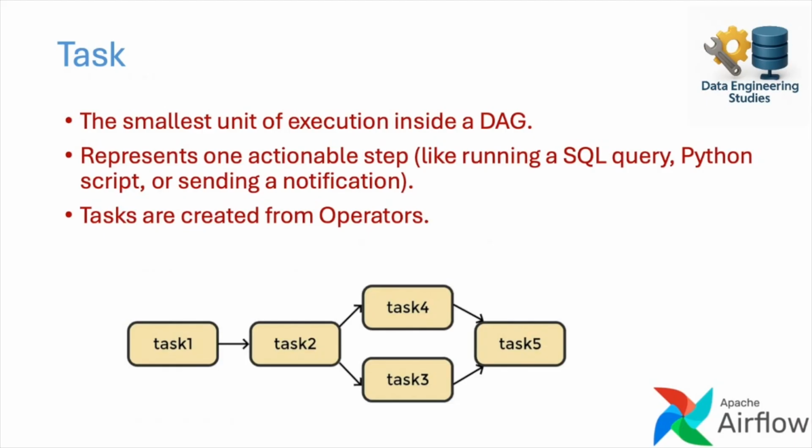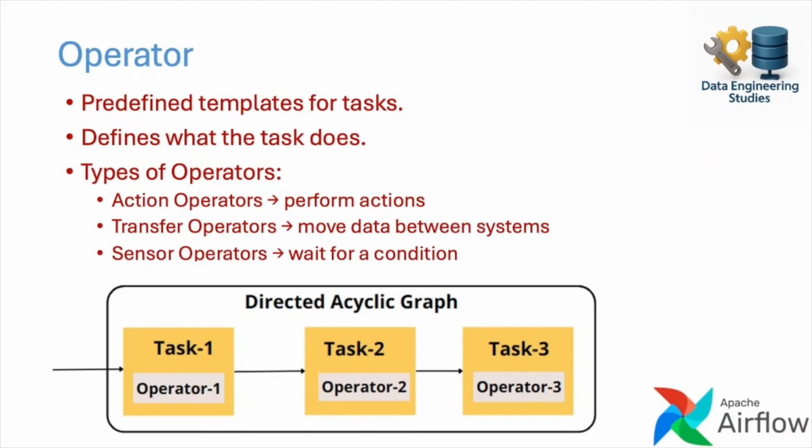The next component is the operator. Operators are predefined templates for tasks. Operators define exactly what the task does inside the DAG. There are three different types of operators. Action operators are used to perform actions like running a Python script or executing a SQL query. Transfer operators are used to move data between systems, for example, from a database to cloud storage.